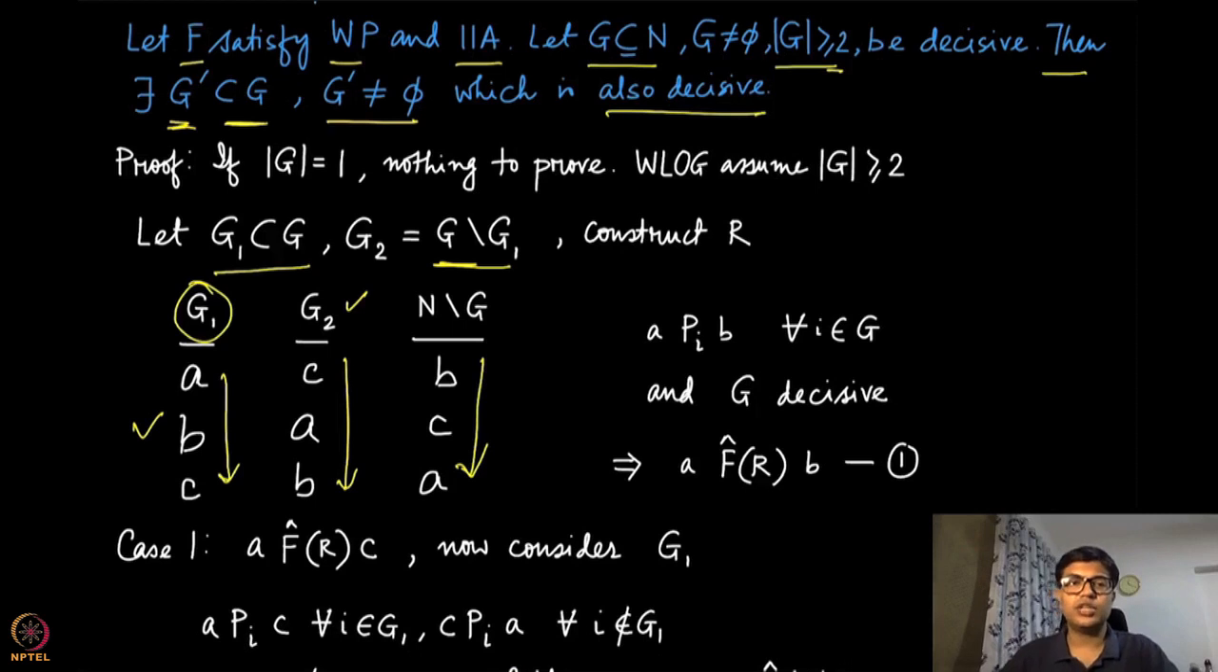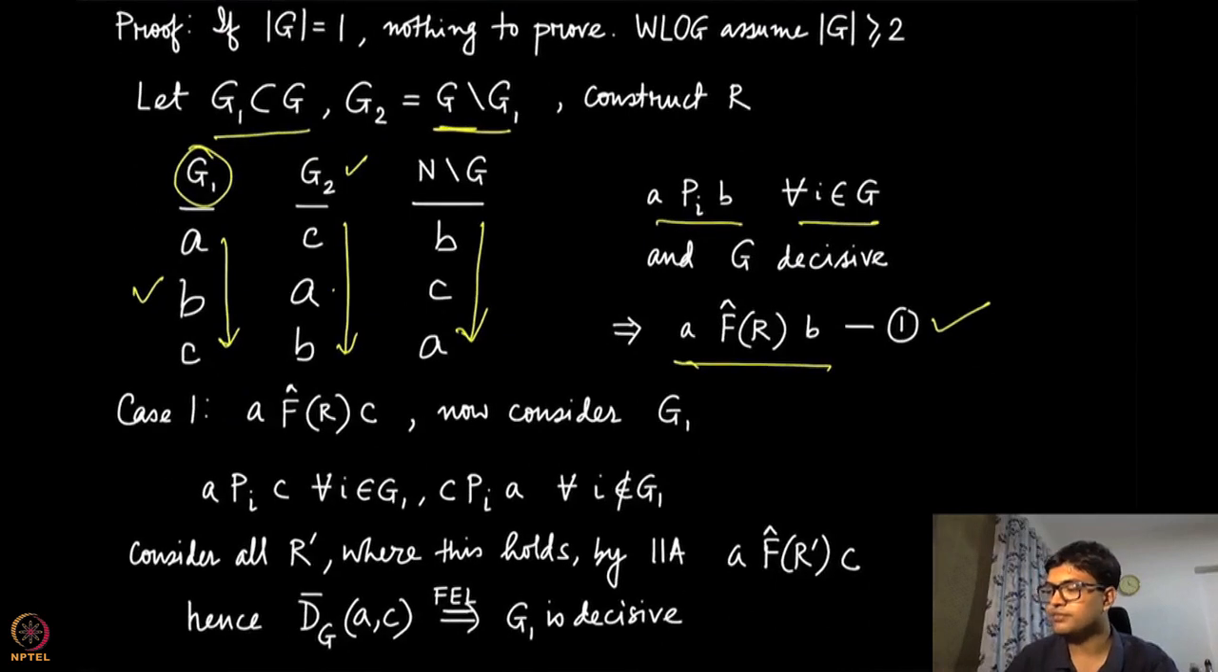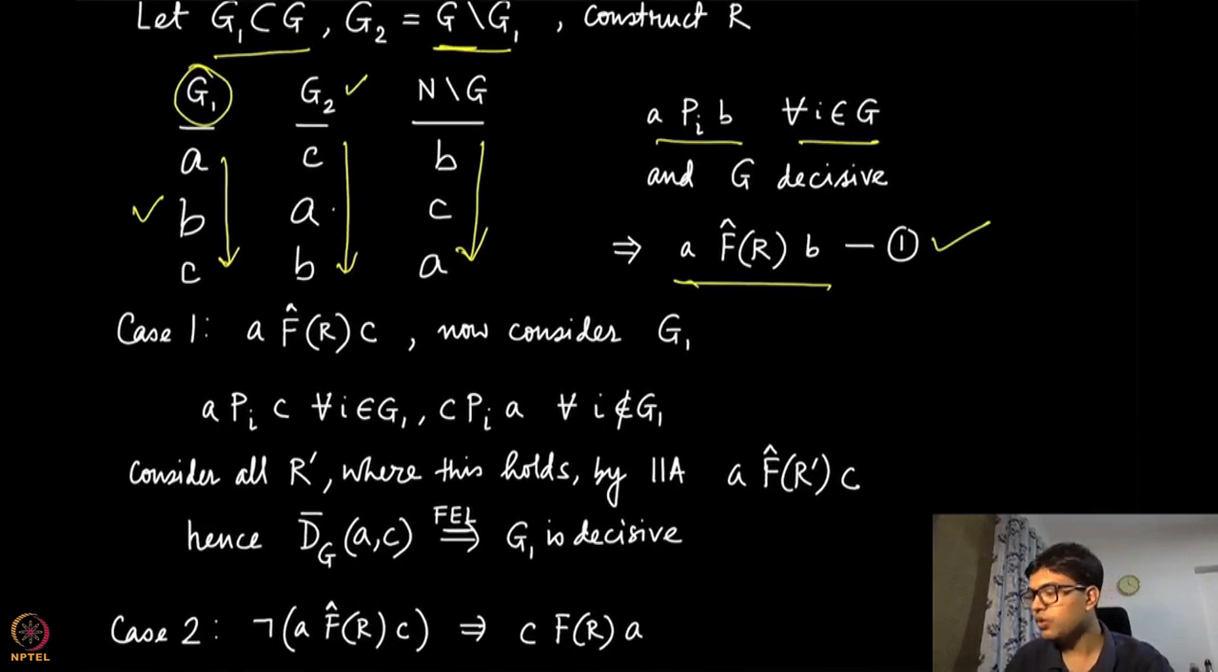Right? So now what we can see is that if you look at A and B, A is strictly above B for the entire decisive group. So this is true for all the i in G, and because G is decisive, we can conclude that A is strictly preferred even in the final outcome F of R. So let us save this as subresult one. Now, what can happen between these two alternatives A and C? Let us consider that there could be two cases.